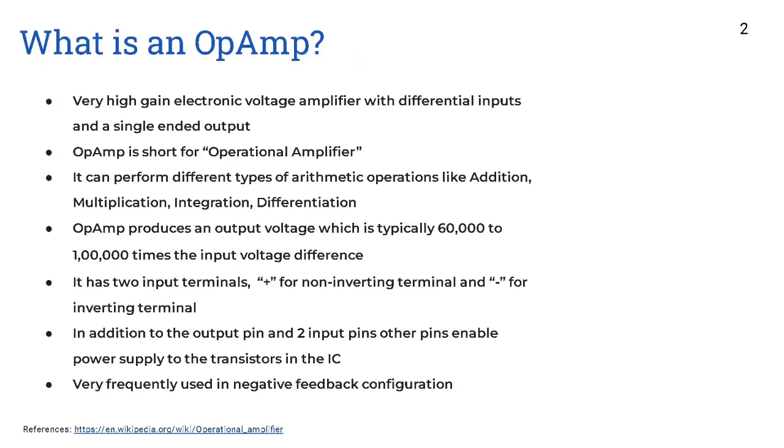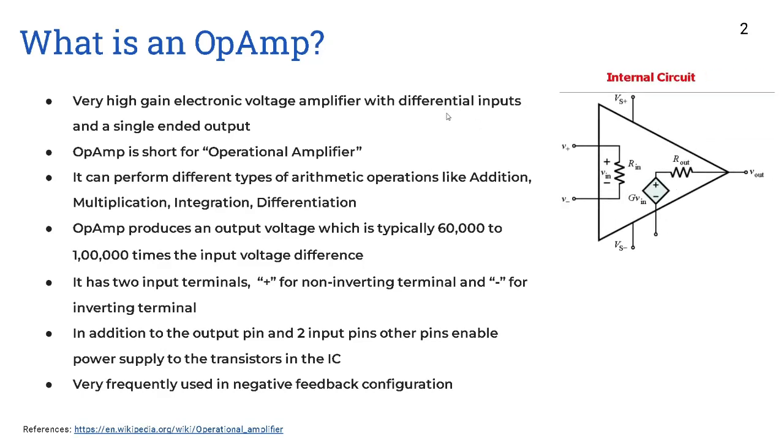So, firstly, what is an op-amp? Op-amp is basically a very high-gain electronic voltage amplifier with differential inputs and a single-ended output. The meaning of differential inputs is that, as you can see on the right side picture here, there is a plus terminal and minus terminal. So input is provided through these differential inputs and it has a single output terminal. The op-amp is short for operational amplifier.